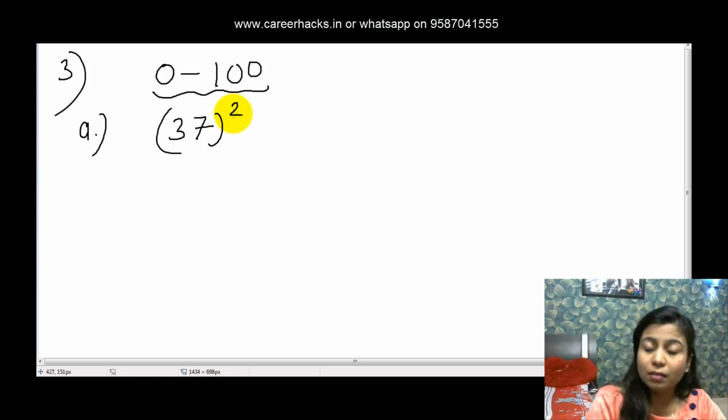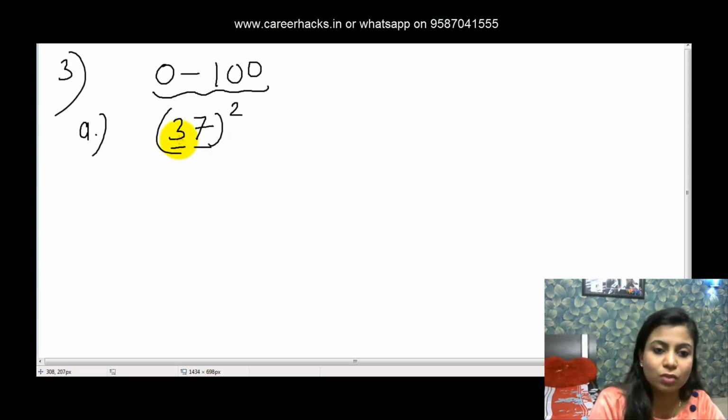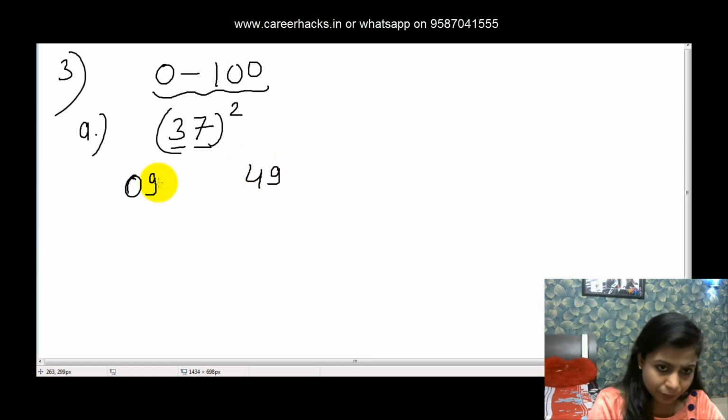Now look here very carefully. In this case, what we have to do, look at these two numbers, 3 and 7. We will write the squares of both the numbers. So the square of 3 is 9 and the square of 7 is, 7 sevens are 49.